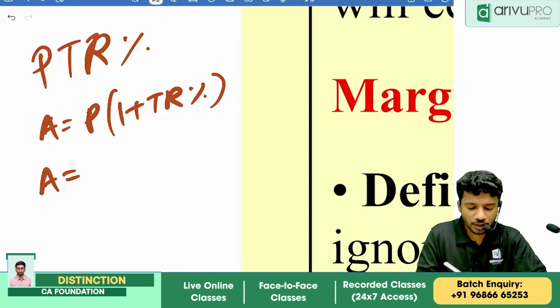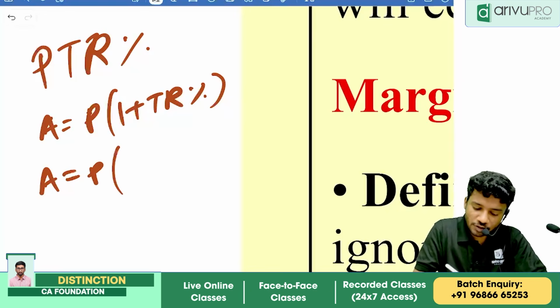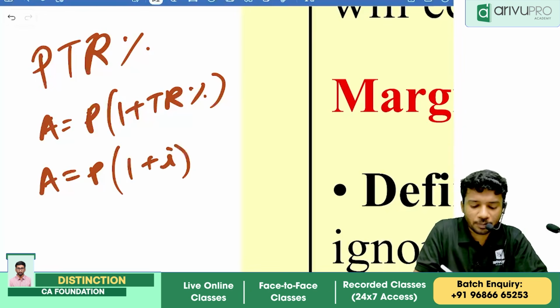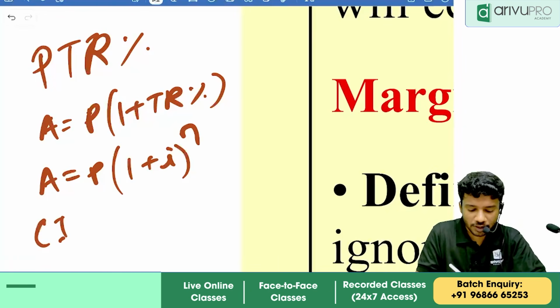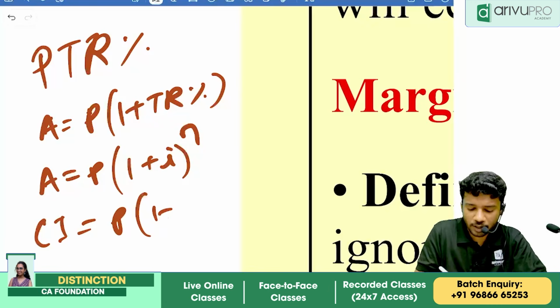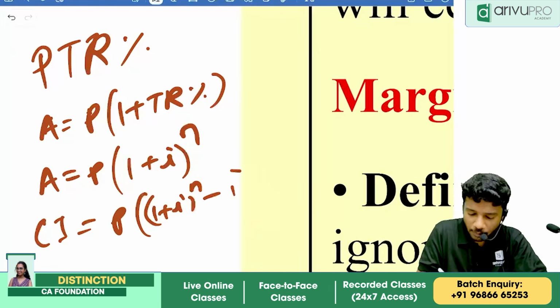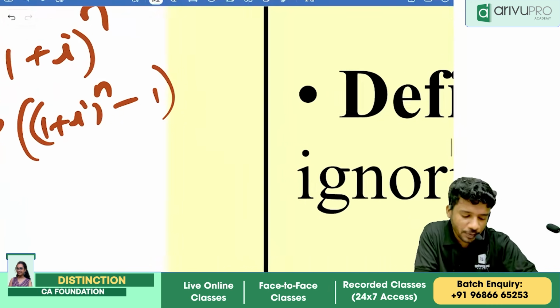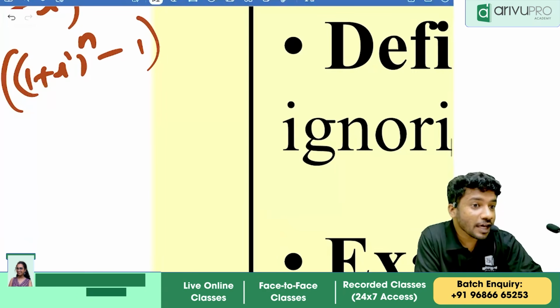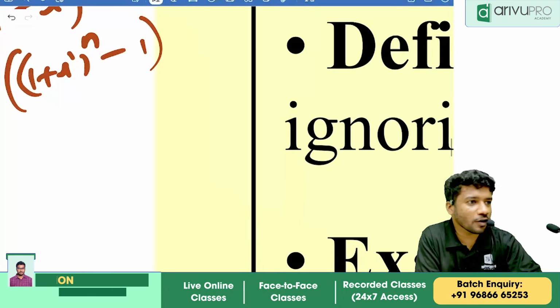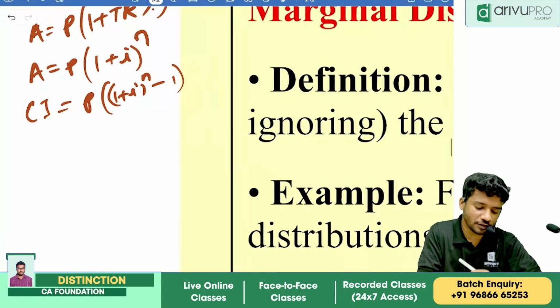What is the amount formula for compound interest? P into (1 plus I) the whole power n. Then compound interest is how much? P into (1 plus I) the whole power n minus 1. This is what, people? Effective rate of interest. (1 plus I) the whole power n minus 1 is the effective rate of interest.